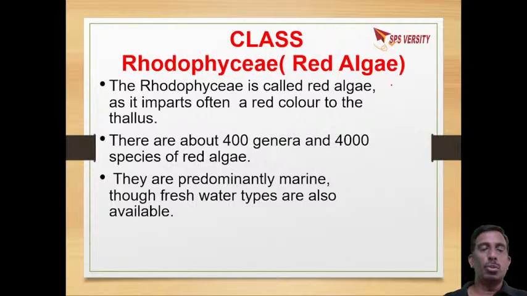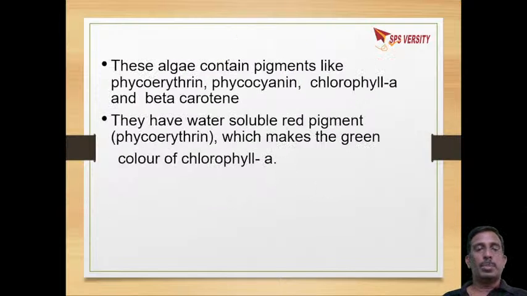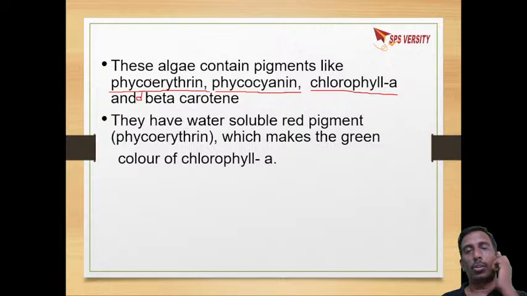There are 400 genera and 4000 species, and mostly they are marine, very few are freshwater types. So in algae, what pigments are there? Phycoerythrin and phycocyanin, chlorophyll A and D, and beta carotene. Chlorophyll A and B in Chlorophyceae, chlorophyll A and C in Phaeophyceae, chlorophyll A and D in Rhodophyceae. The red color is due to a water soluble pigment, that is phycoerythrin. So red color is due to phycoerythrin.